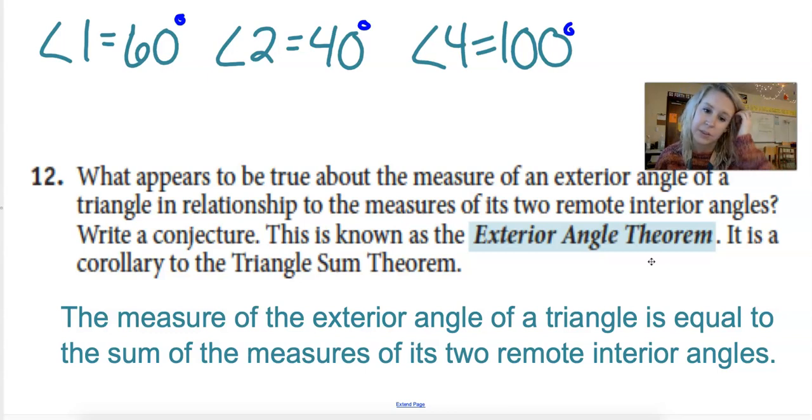Okay, so put that in your own words. Here's the fancy definition of it. Okay, so we now know a triangle sum theorem, which says the interior angles of a triangle are 180, and then we now know an exterior angle theorem, which says the two remote interior angles equal the exterior angle. And that's it. So those are our two theorems that we're going to be working with today. Okay?